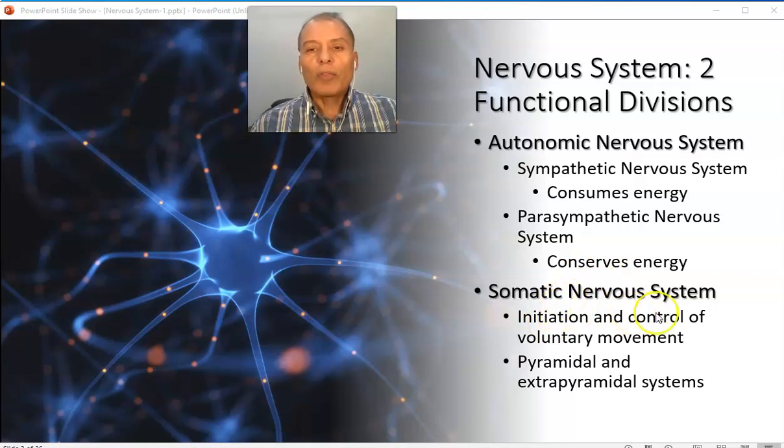The somatic nervous system is the system responsible for motor activity, for motor movement, especially voluntary motor movement. Somatic means body.